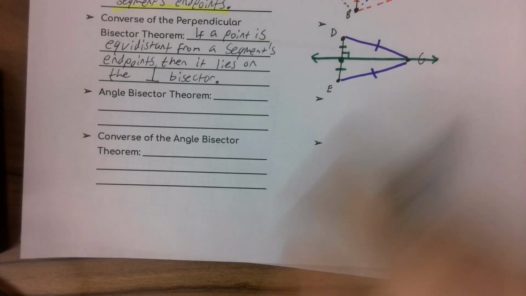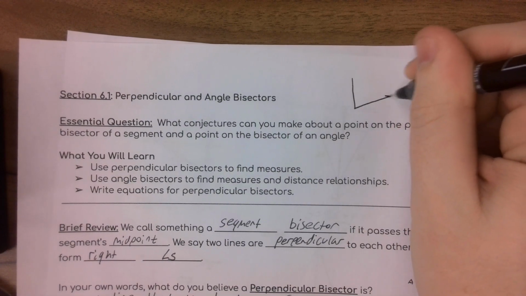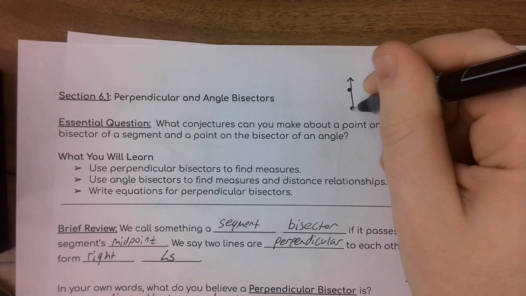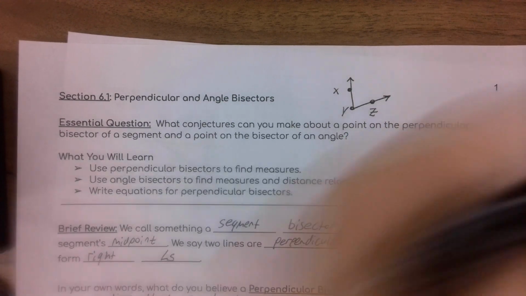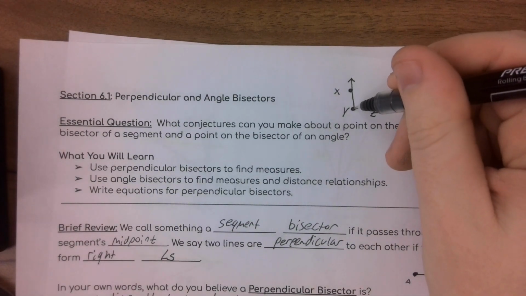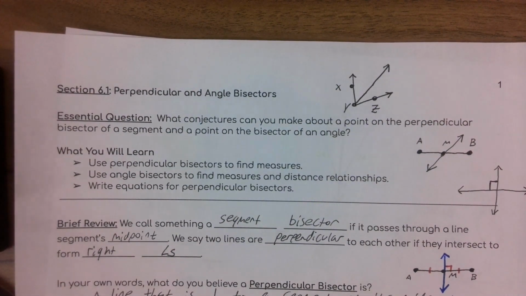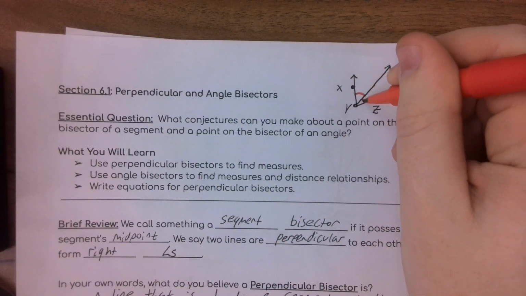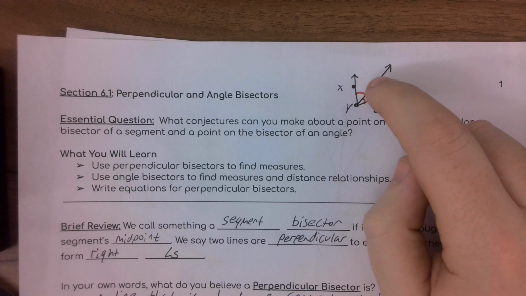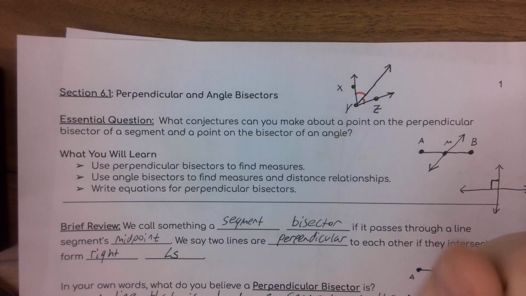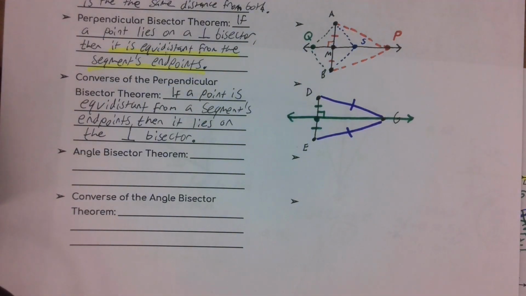Before we do this theorem, I want to remind you of what an angle bisector is. An angle bisector is when you have an angle, let's call this X, Y, Z. The angle bisector would be the line that cuts the angle into two equal or congruent angles. So it would make this one and this one congruent. If this angle was, let's say, 30 degrees, this angle is 30 degrees. The angle bisector theorem works on that same principle.